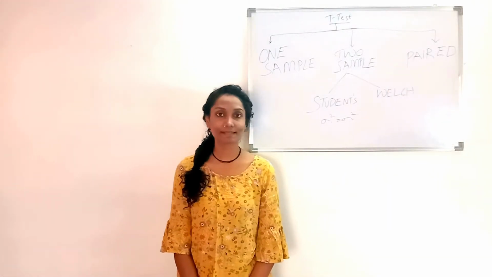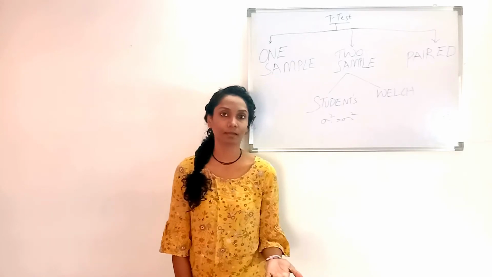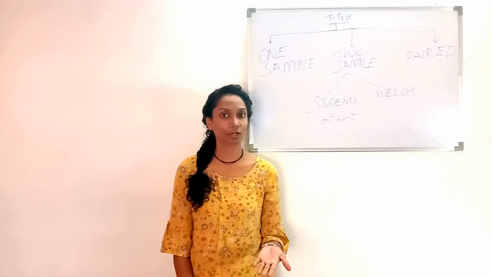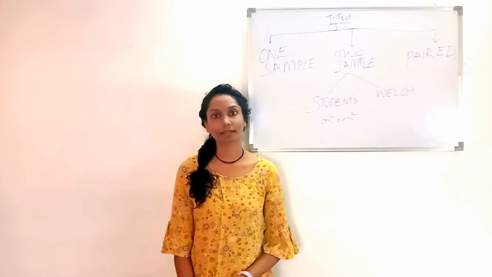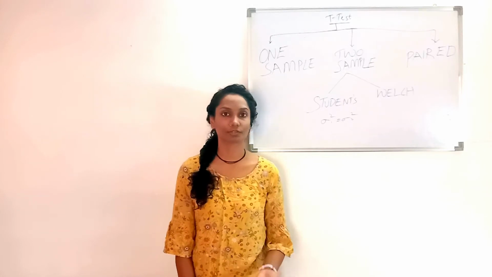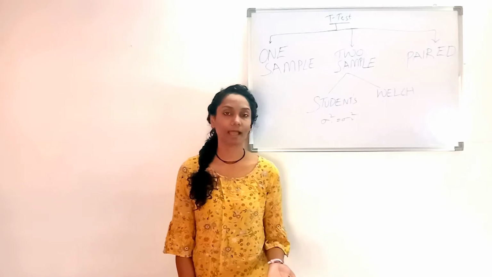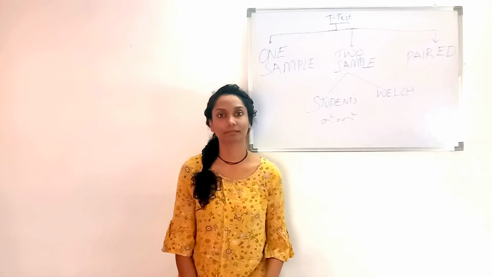The first type is called the one sample t-test. One sample t-test is simply comparing the mean of something to a value. So the null hypothesis here would be that the mean of something is equal to some value, and accordingly we look at the p-values and reject or fail to reject the null hypothesis. That is called a simple one sample t-test.